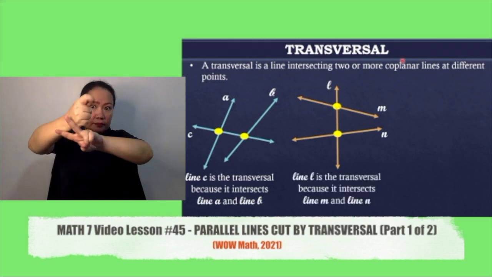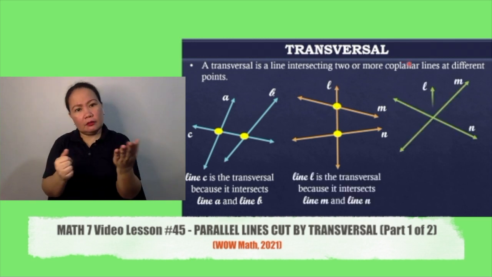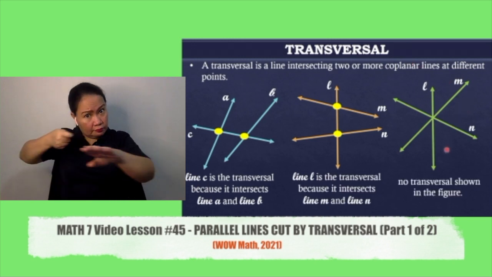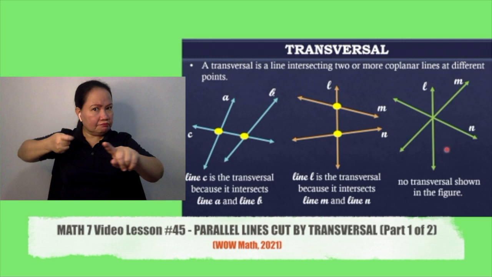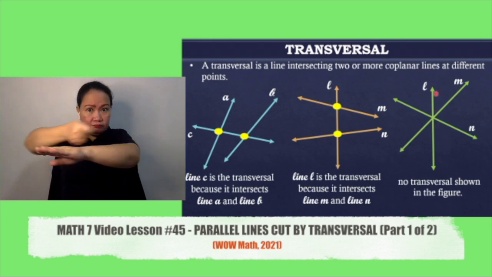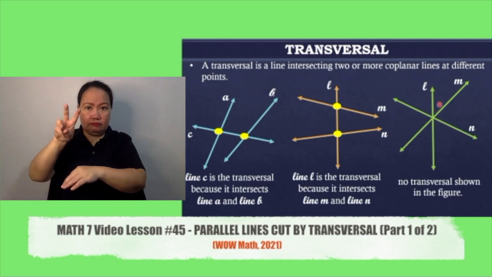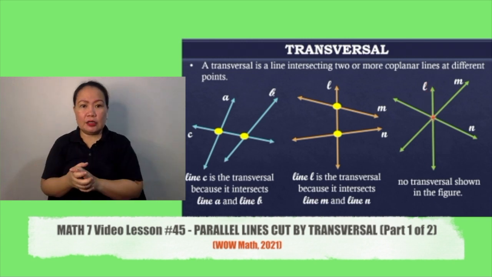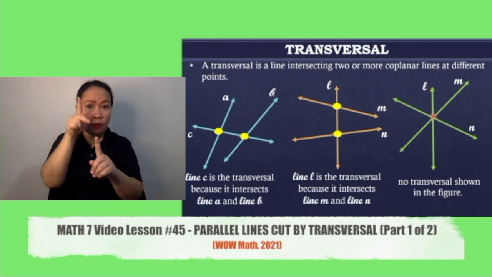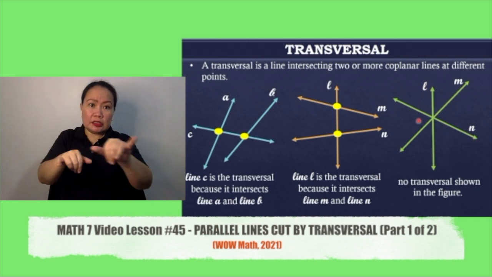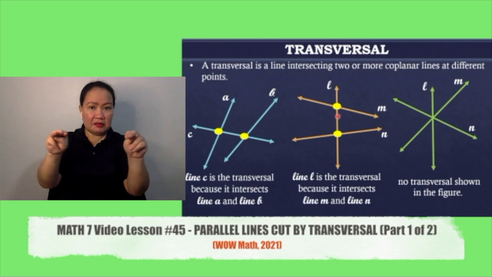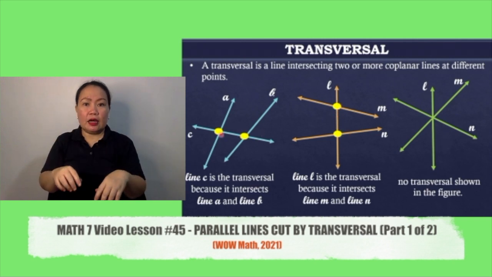Okay? Next, how about this one? Can you name the transversal in the given figure? Okay. There is no transversal shown in the figure. So, wala po tayong transversal dyan dahil kung titingnan natin, kung yung line L, isa lang po ang point of intersection. Ganon din si line M, ganon din si line N. So, wala po tayong transversal dito sa figure na ito. So, dapat po two different points. Okay?